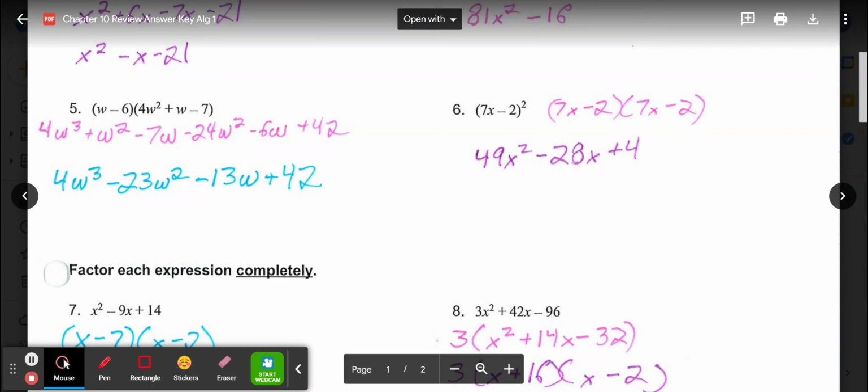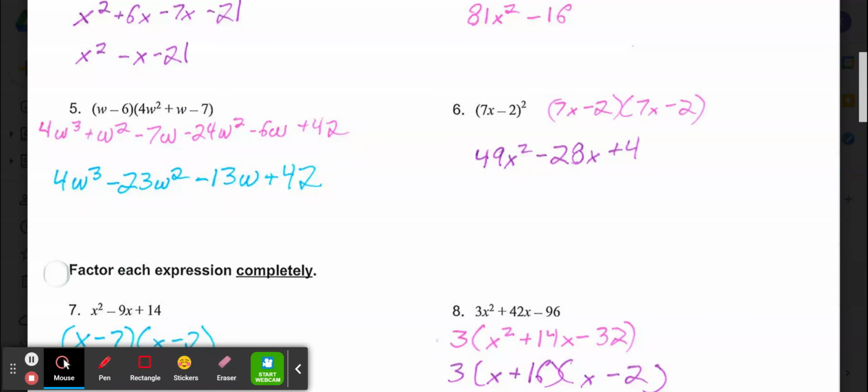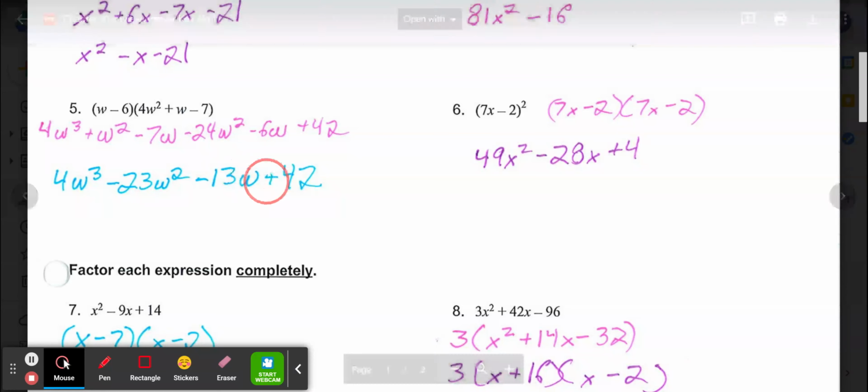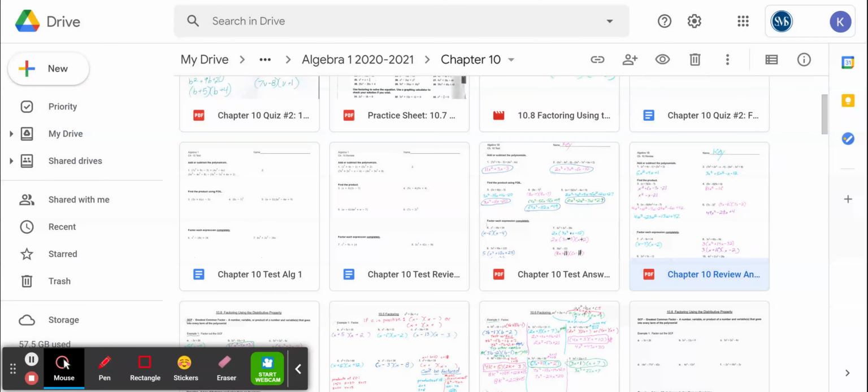Then we distribute the negative 6. Negative 6 times 4w squared is minus 24w squared. Negative 6 times w is minus 6w. Negative 6 times negative 7 is plus 42. Then we look across this row and combine like terms, and we end up with 4w to the third minus 23w squared minus 13w plus 42.